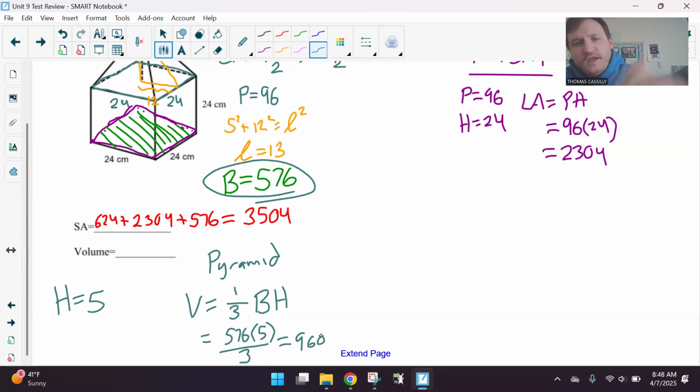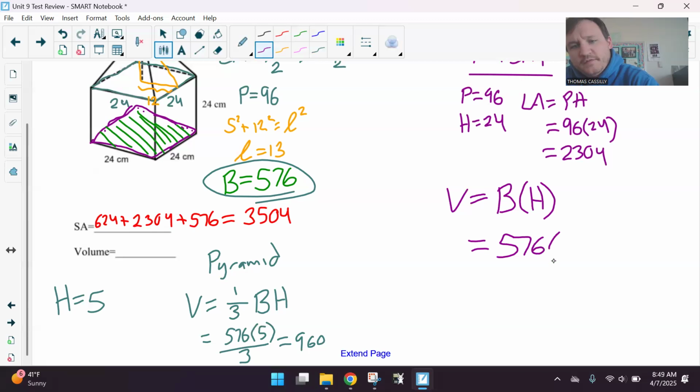Now let's find the volume of the prism. That's just the area of the base times your height. Again, we already know the area of the base is 576, times the height of 24. That's going to be a really big number.